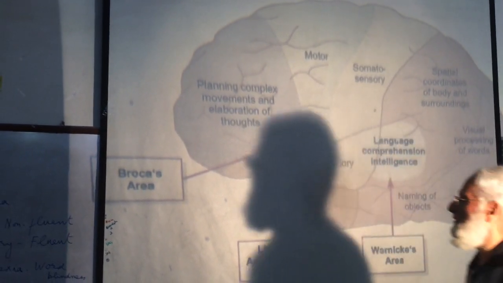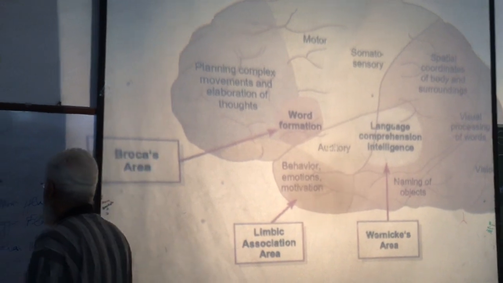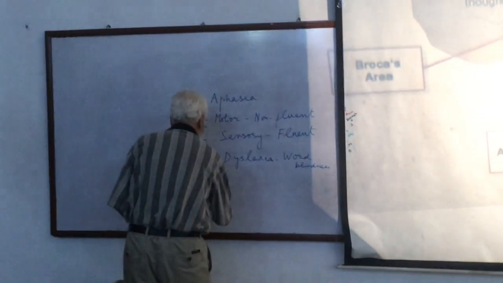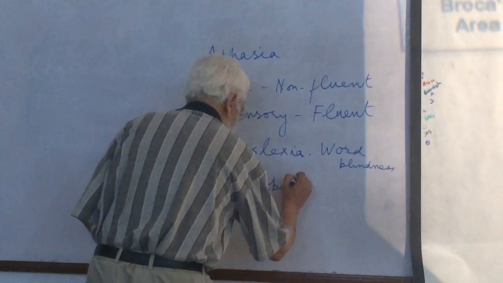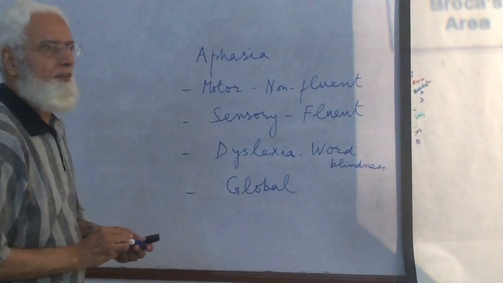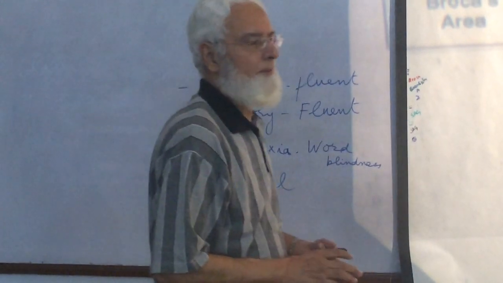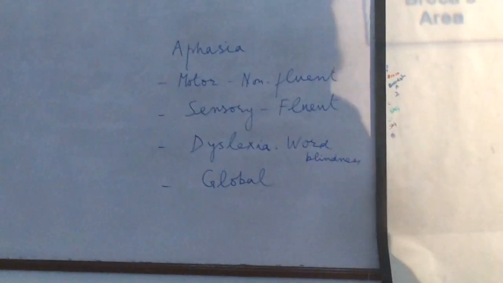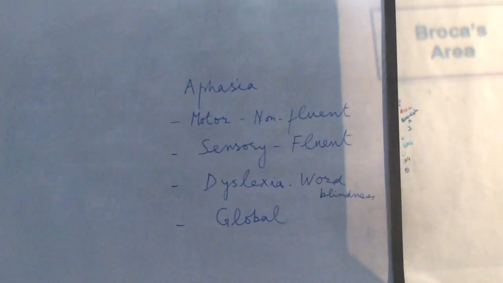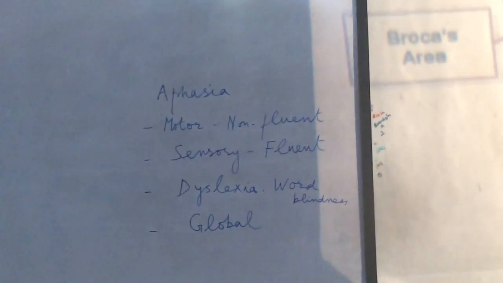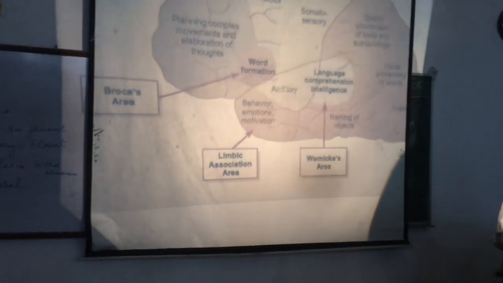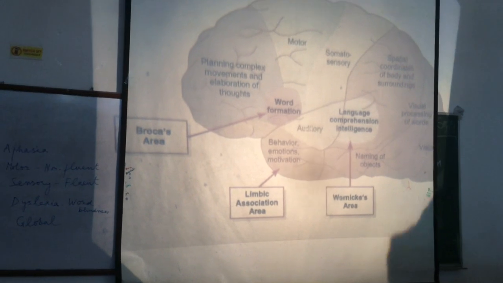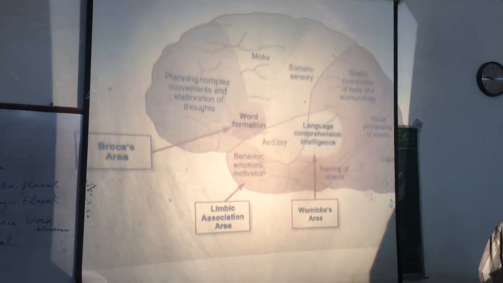Our next type of aphasia is global aphasia. This is a severe type of aphasia. The patient is totally demented.